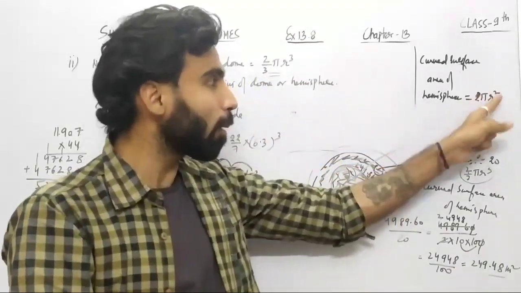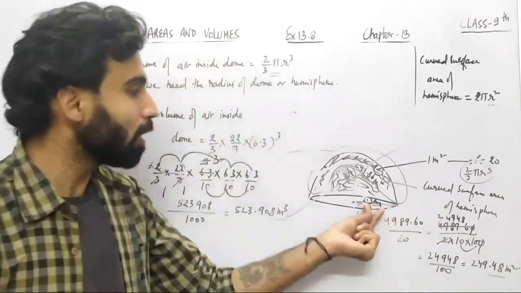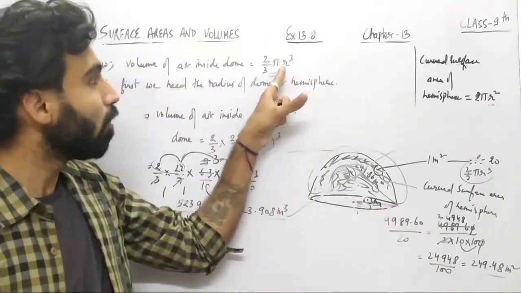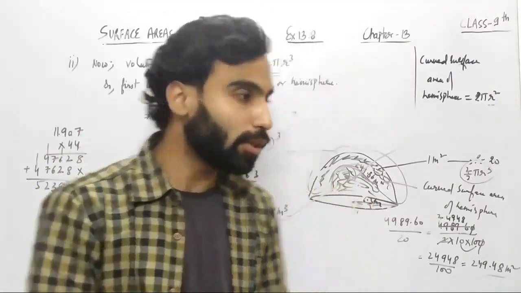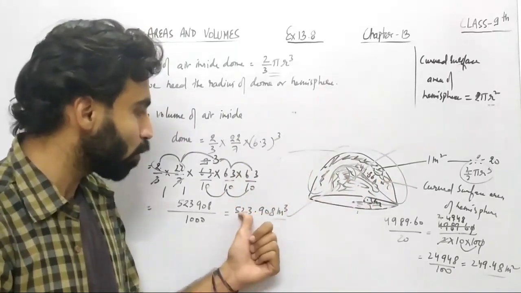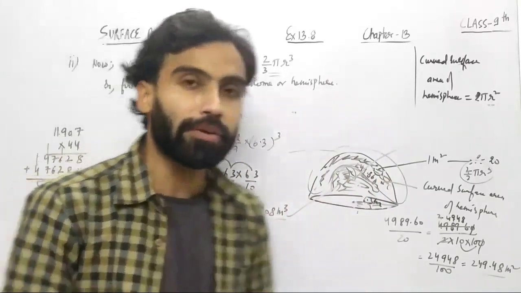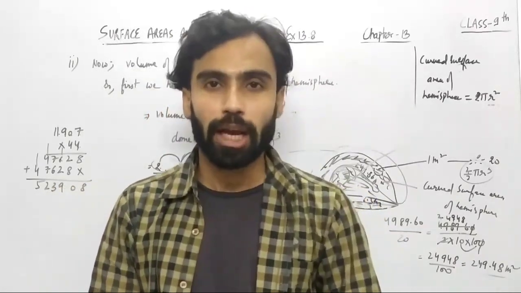So equating with this, what did we get? Radius, that was 6.3 meters. Then simply substitute this radius into the formula of the volume of a hemisphere, right? So this will give us the volume of air inside the dome as 523.908 meter cube, right? So this is how you have to solve such type of questions.